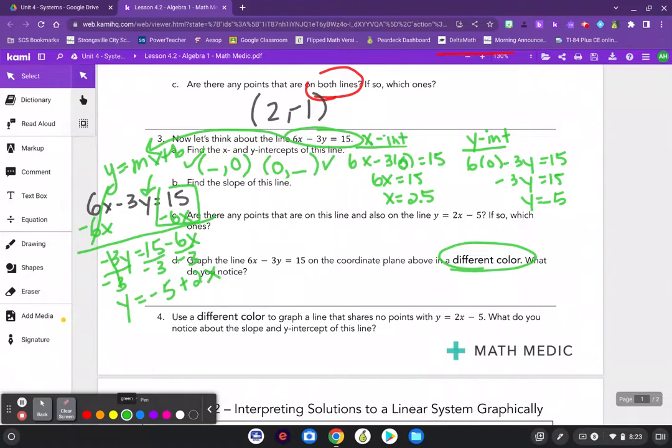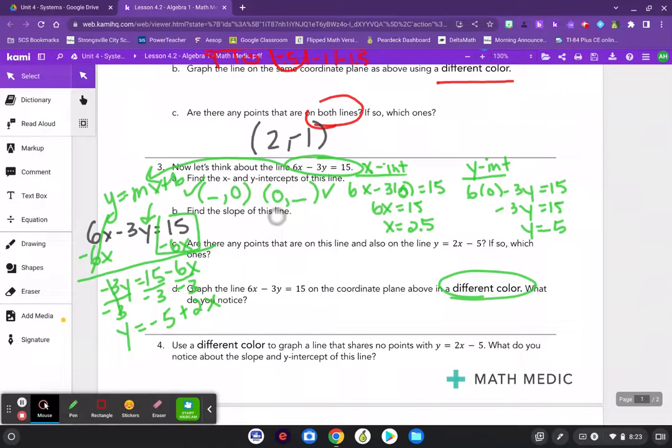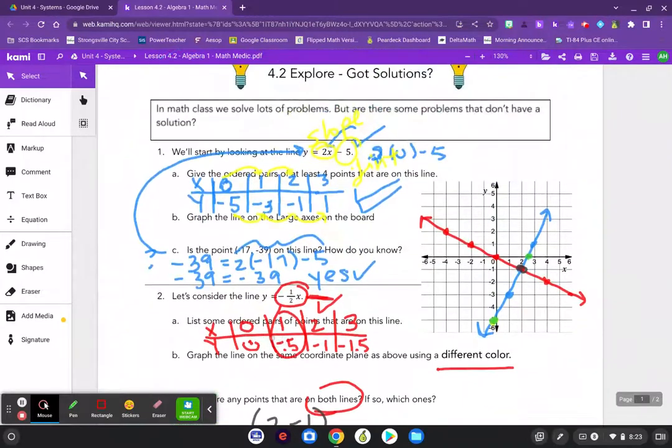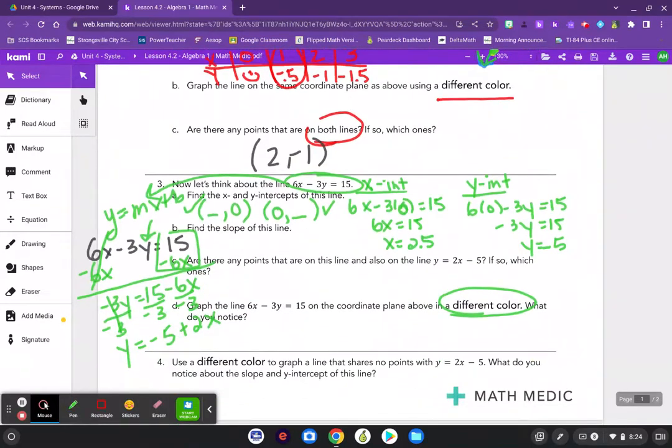Hey, I've seen this equation before. That is the same equation as this top one. It's just written in a different order. And so it turns out that this blue line and my green line happen to be the same line. So are there any points on this line that are also on y equals 2x minus 5? All of them. Yes, all of them.